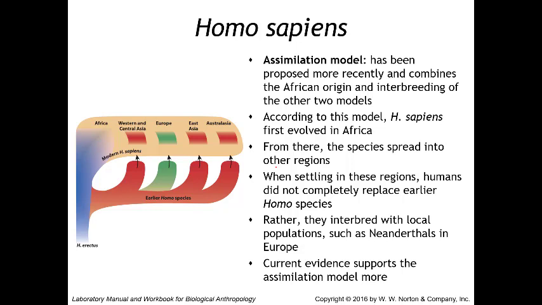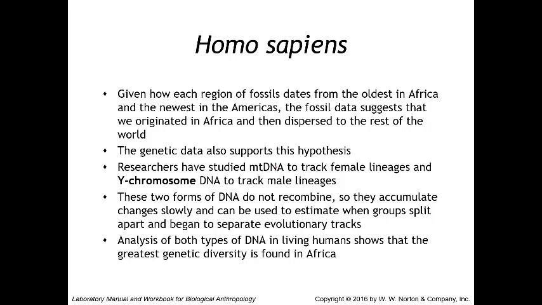According to this assimilation model, Homo sapiens first evolved in Africa. From there, the species spread into other regions. When they settled in these regions, humans did not completely replace the earlier Homo species. Rather, they interbred with the local populations, such as the Neanderthals in Europe. Current evidence actually supports the assimilation model more than the prior two models. Given how fossils date from the oldest in Africa to the newest in the Americas, the fossil data suggests that we originated in Africa and then dispersed to the rest of the world.